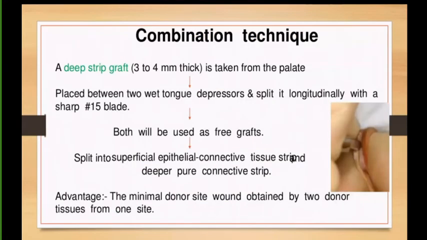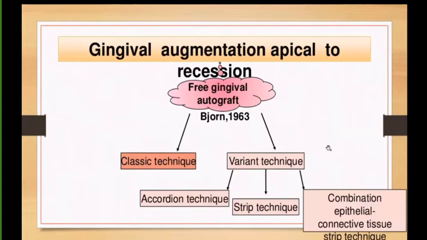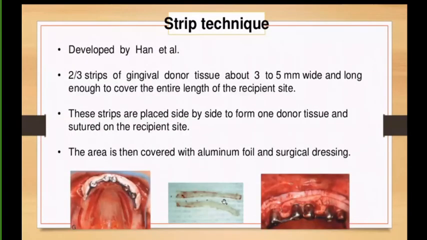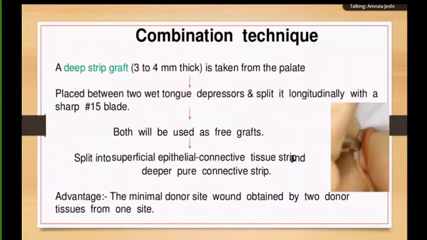Next is the combination technique. Now what is the combination technique? Just like the strip technique, you will remove a strip. Then you will split that strip vertically and make it into two, and you can cover more area as compared to only the strip technique or only FGG. FGG is free gingival graft. So this is what the combination technique says.